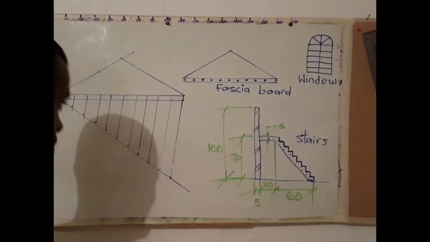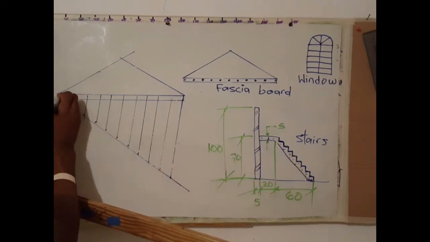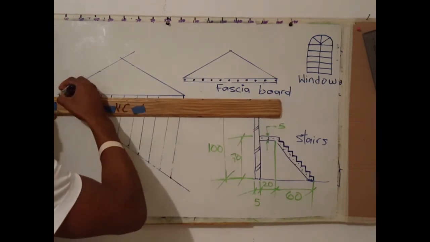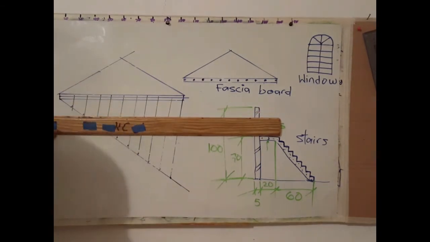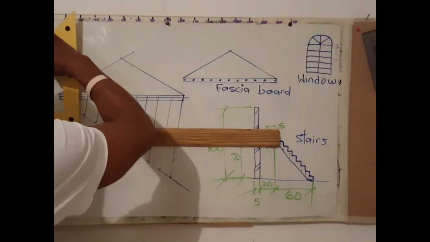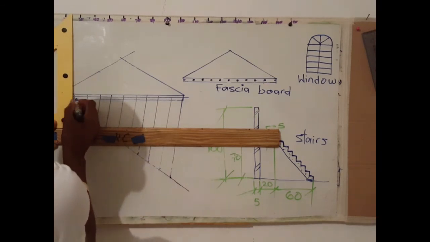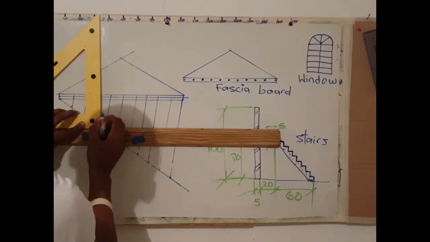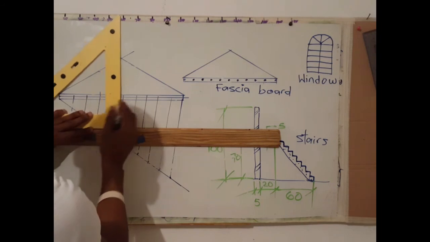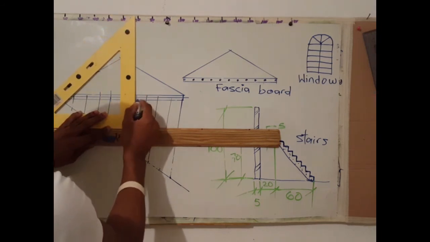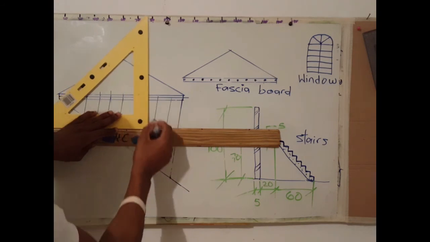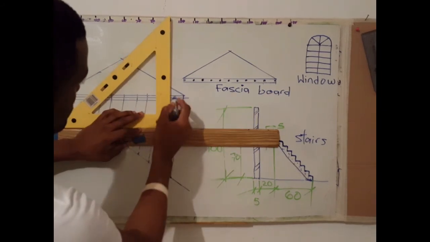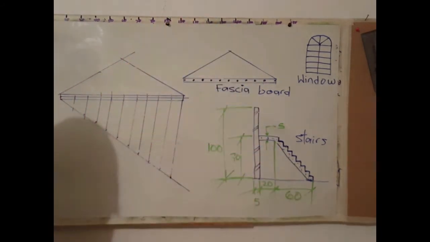Next, I will use this. Draw a line to the center here. Then bring these points vertically upward. So we have 1, 2, 3, 4, 5. Okay, there we have it.